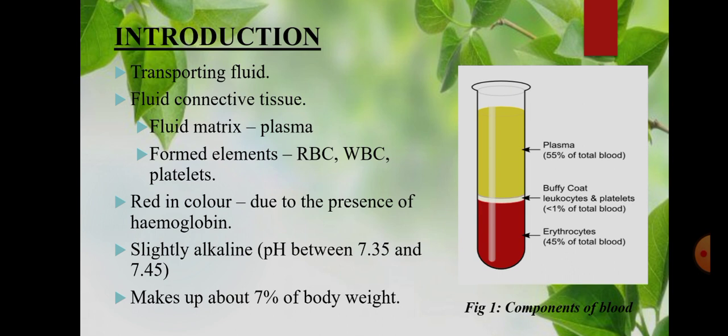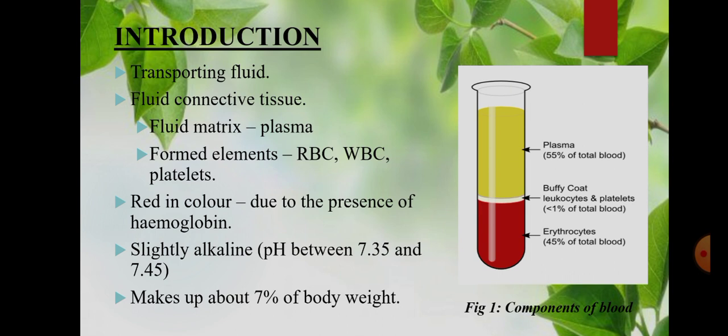And as we all know, blood is red in color, which is due to the presence of a pigment known as hemoglobin, and the function of hemoglobin is that it helps in oxygen transport. Clear? Now, blood is slightly alkaline in nature, which means that the pH is between 7.35 and 7.45, and it makes up about 7 percent of the body weight of a human being.